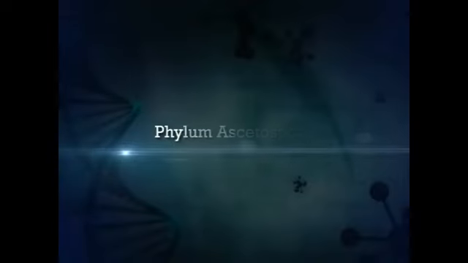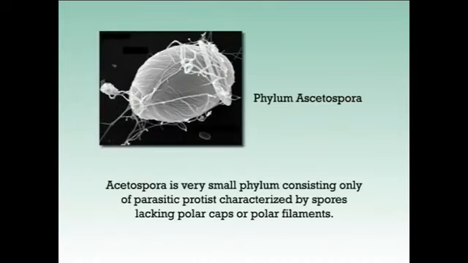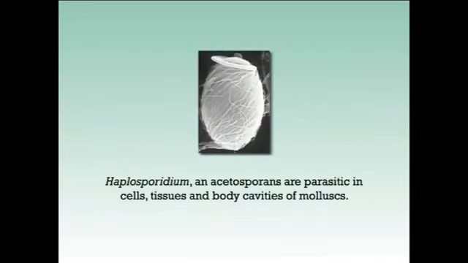Next we'll come to the phylum Ascetospora. Ascetospora is a very small phylum consisting only of parasitic protists, and these are characterized by spores lacking polar caps or polar filaments. One example is Haplosporidium. This is an ascetosporan and is parasitic in cells, tissues, and body cavities of mollusks.